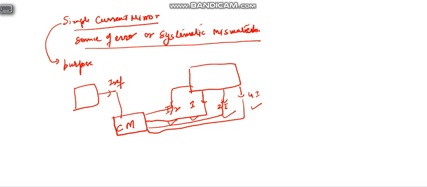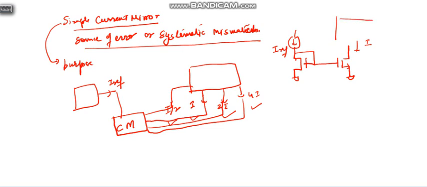For example, you have generated some IREF current, and you need a similar IREF current for some other circuit. So what you will do is replicate this current IREF to another circuit, that is that circuit. Now how is this current replicated by the current mirror? Why is this circuit known as a current mirror?